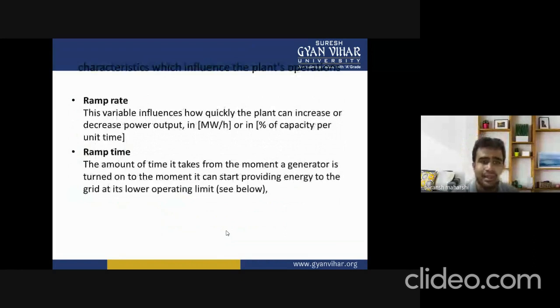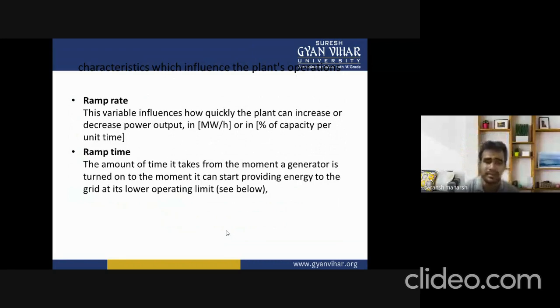Characteristics which influence the plant's operations. Here we will discuss the ramp rate and the ramp time. Ramp rate: this variable influences how quickly the plant can increase or decrease power output, in megawatts per hour or in percentage of capacity per unit time.